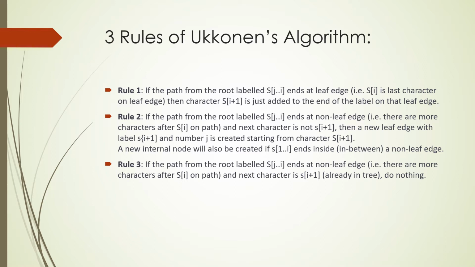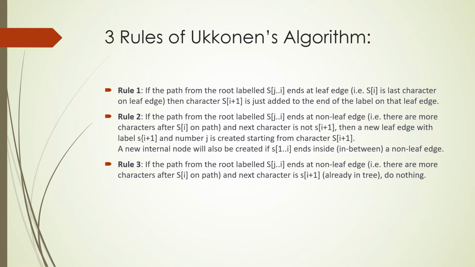Let's dive into the details of Ukkonen's algorithm. It works on 3 rules. First I'll read out the rule and then explain it in detail. If the path from the root labeled S from j to i ends at a leaf edge, then character S of i plus 1 is just added to the end of the label on the leaf edge. It simply means add the character you encounter in each phase to the end of all leaf edges. You'll see rule 1 when I explain it in more detail with an example.